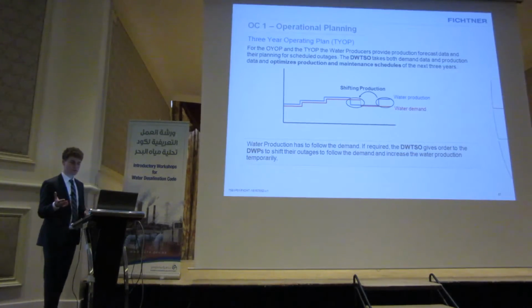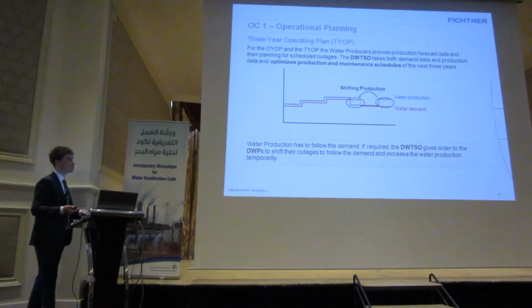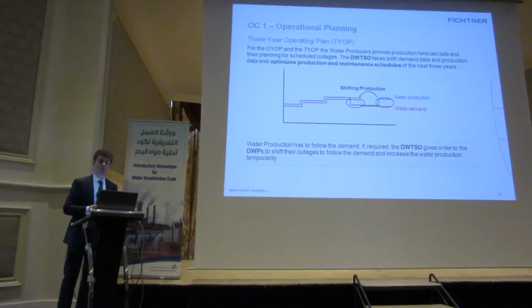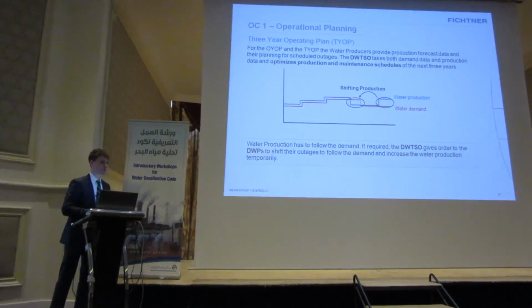This slide shows how the DWTSO is optimizing. The DWTSO will take all data, he will sum up the production data and the demand data. And what we see here is, at the beginning, the production follows the demand. And here, the demand is higher than the production, and this is the main task of the transmission system operator: to switch maintenance and to be able, at the end, that at each time of the 3 years the projected demand is followed by the production. This is very abstract, of course, it's not detailed.